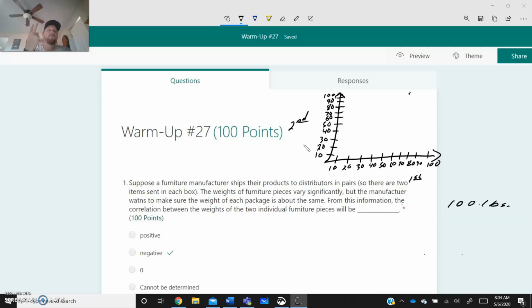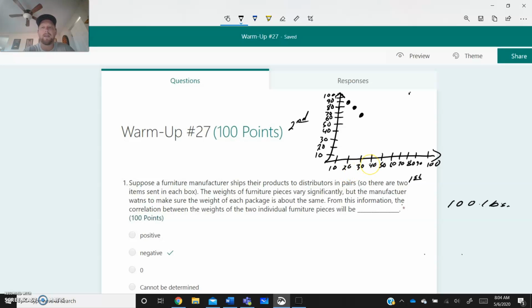Well, remember, we're putting two pieces of furniture in each box. Let's just say the second piece of furniture is 90 pounds. Well, if my max is 100, that means the first piece of furniture can only be 10. So I would put a mark at 90 and 10. Next, if it's 80 pounds and the other one can only be 20, so it'd be 80 and 20. The next one would be 70 and 30, because that adds up to 100.